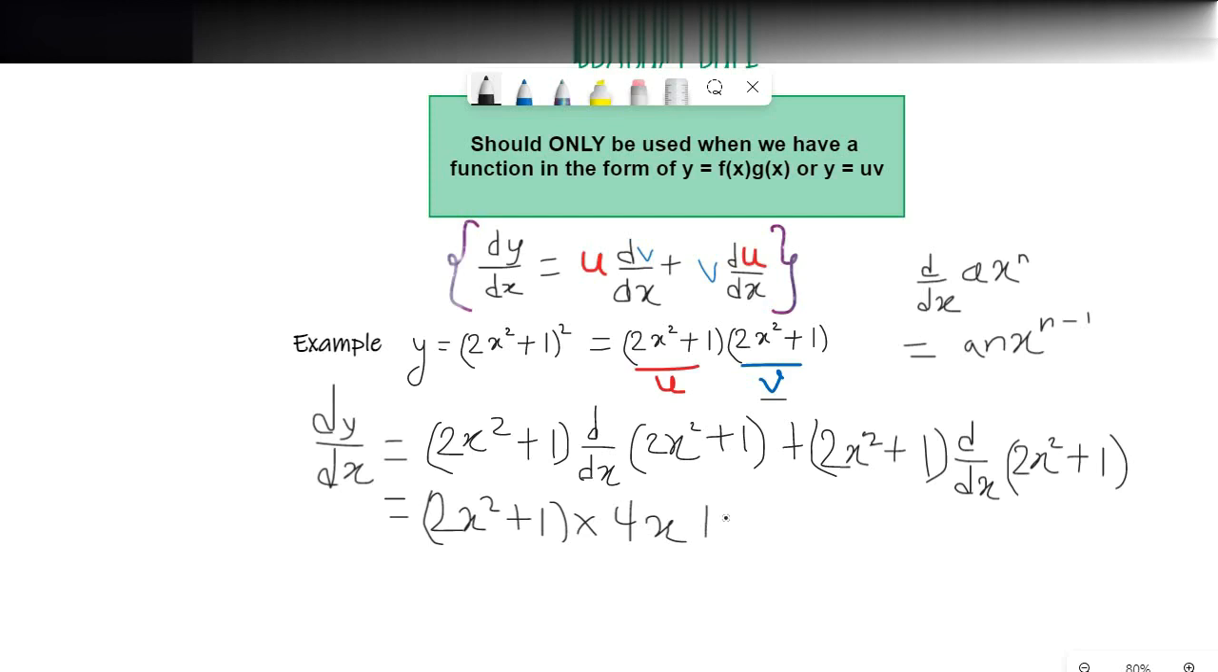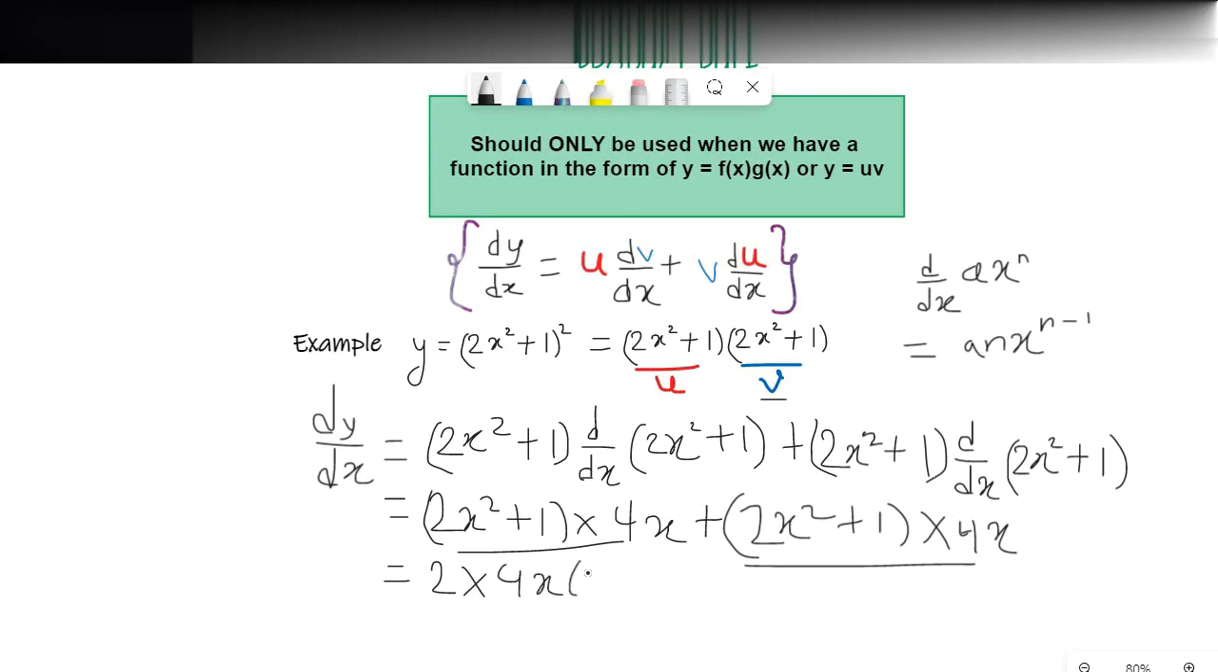And for the next part, since this is basically the same thing, we can also write this as 2x squared plus 1 multiplied by 4x. Now if you notice, there are two of these 2x squared plus 1 multiplied by 4x terms, so we can say that we have 2 multiplied by 4x multiplied by 2x squared plus 1, because adding two things that are identical to each other is basically multiplying them by 2. So we finally get 8x multiplied by 2x squared plus 1.